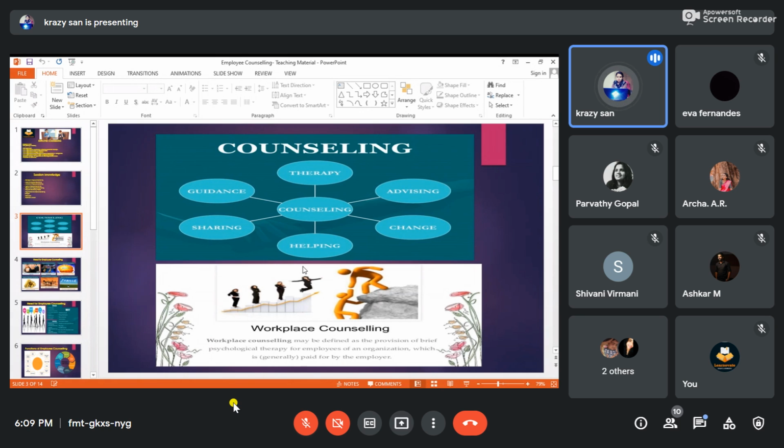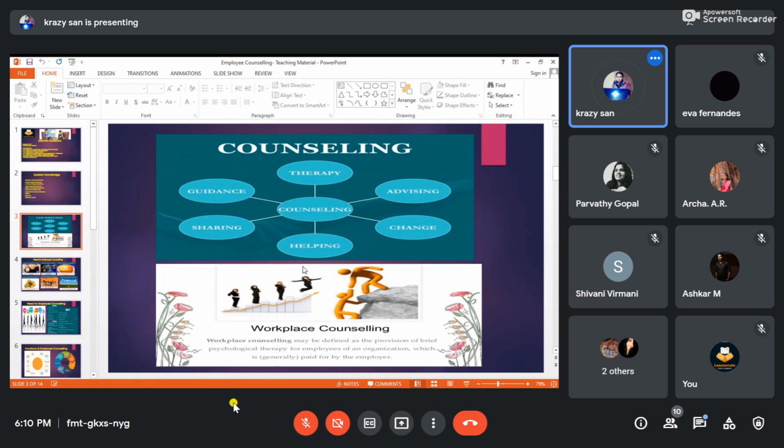When it comes to the contribution to an employee, it comes with a very vast impact. After counseling, you can see positive changes in them. Their work association has increased, their communication has improved. You will find certain changes if proper counseling is given to the employee.